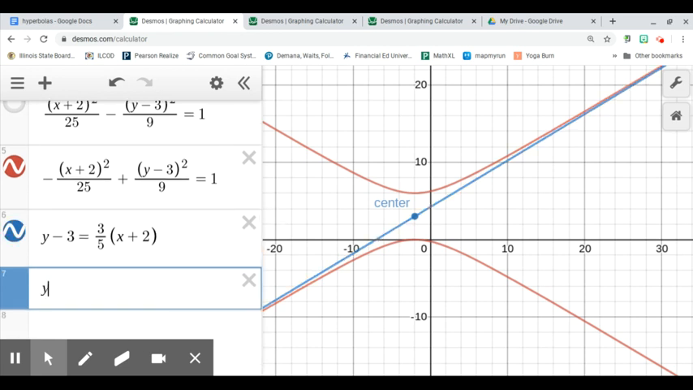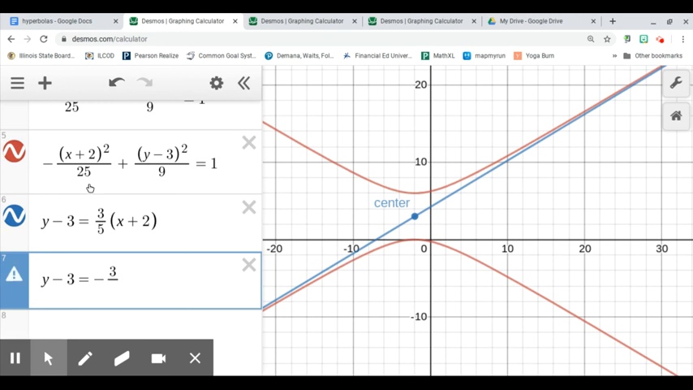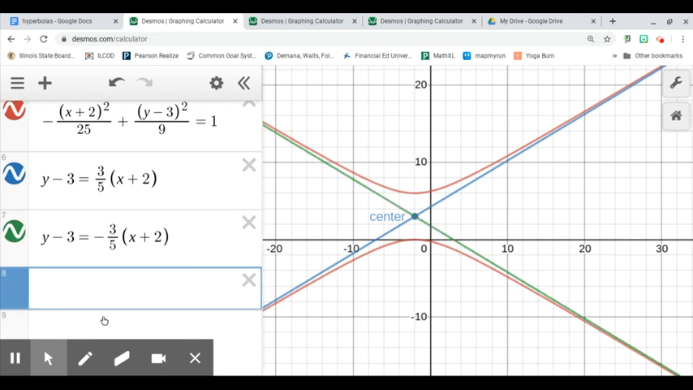And then the other version will be y equals negative. Again, it's b, so the square root of 9 is 3 over a, which is the square root of 25 or 5. And then x plus 2 shifted the whole kit and caboodle to the left. And there's that green asymptote. The negative slope, again, that asymptote is being hugged by those two parabolic curves that make up the hyperbola.